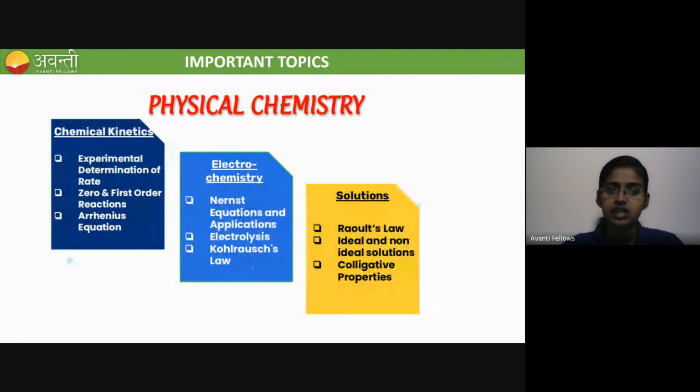Then the chemical kinetics. So experimental determination of rate. How to write the rate equation for a given reaction, and what are the formulas to find out the half-life and rate constant for zero order and first order reactions. So that is very important. For zero and first order reactions, you need to know the half-life relation and the rate constant relation, and the 2 graphs under each will be there, and that you have to study.